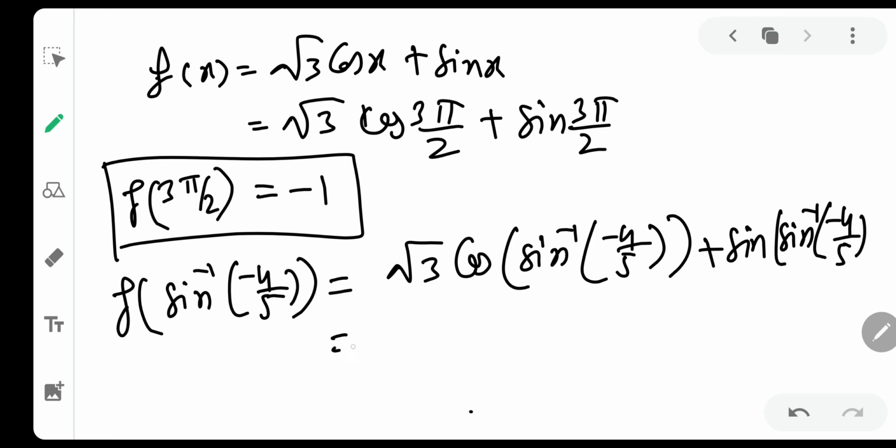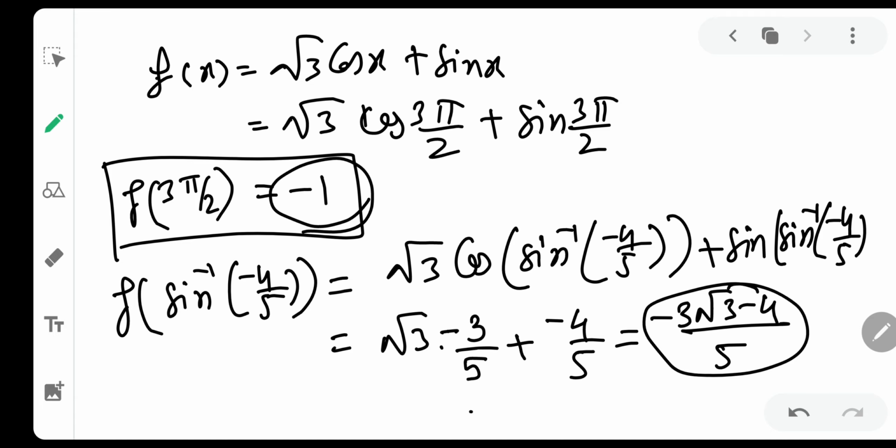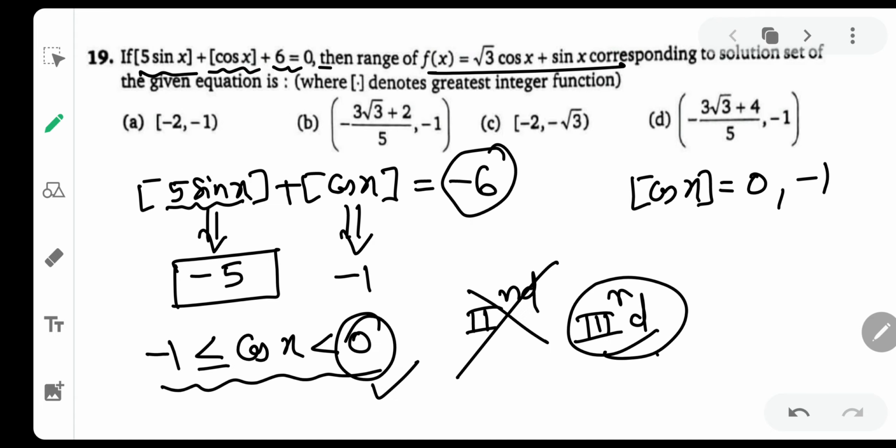Okay, now this is very simple, root 3. Now cos of sine inverse of minus 4 by 5 will be simply 3 by 5. You can use your trigonometry triangles for that, and sine of sine inverse of minus 4 by 5 will be minus 4 by 5. So definitely this will be (3 root 3 minus 4) upon 5. So the values are ranging from this to this particular value. Okay, so let us have a look. So this is ranging from, yes, option D is the correct answer to this question.